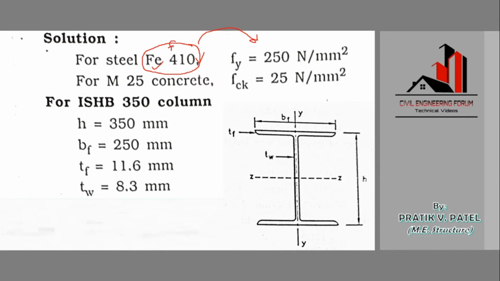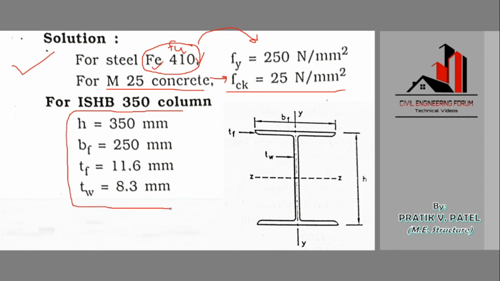This is our Fu. And M25 grade concrete is given, that is fck. This grade of the concrete is represented as fck 25 Newton per mm square. So this is the data given. Now for ISHB 350 column, that is Indian Standard High Beam 350 column, we are having the specifications from the steel table. I'll just show it to you, but before that I'll just explain you this figure, the cross section of the compression member, or we would say cross section of the column here.